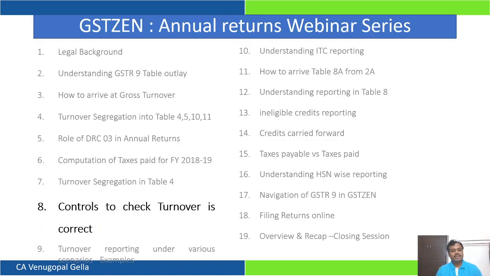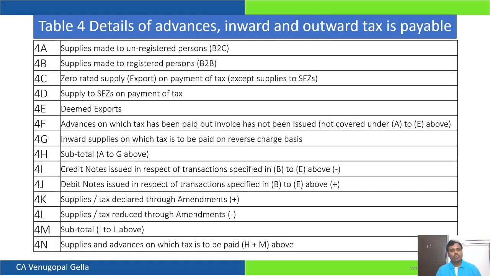In this chapter, we are going to look at the controls that you should exercise while finalizing your GSTR-9 with regards to the outward supplies. As we are aware, there are two tables which talk about outward supplies. One is table 4, which talks about details of advances and outward supplies on which the tax is payable. Of course, there is one thing which is included that is inward: reverse charge. So 4G of the table will talk about inward supplies on which tax is to be paid.